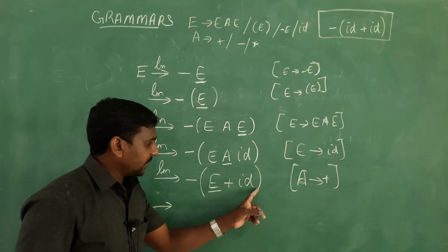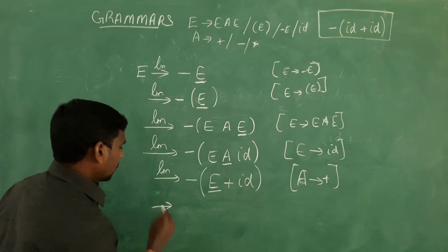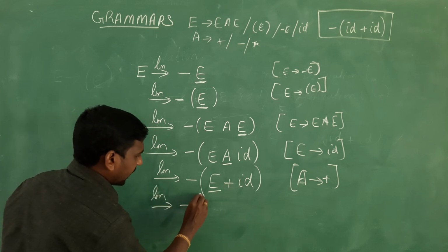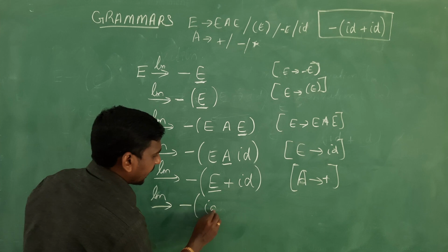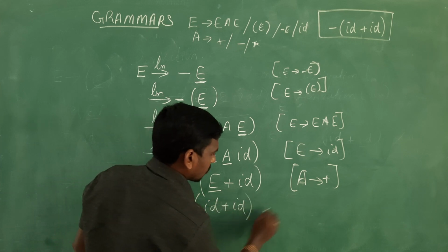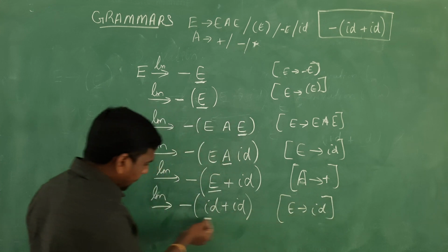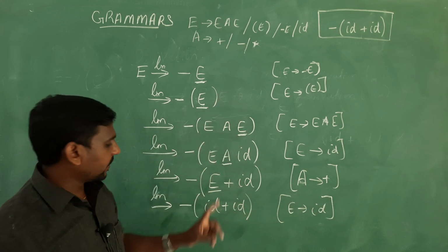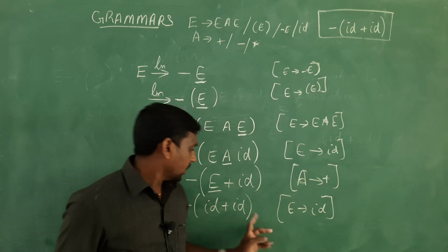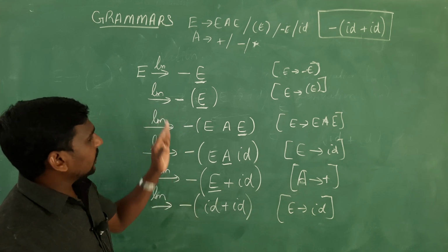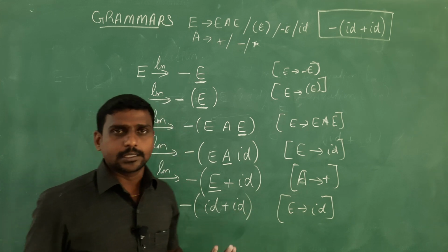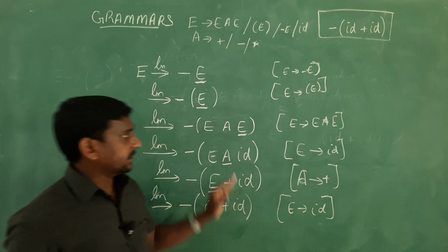This is a terminal, this is a variable. So leftmost derivation: minus open brace, for this E I can put ID plus ID, close brace. So E tends to ID. Okay, so I obtained the string minus open brace ID plus ID close brace, since this is the leftmost derivation method. Clear.